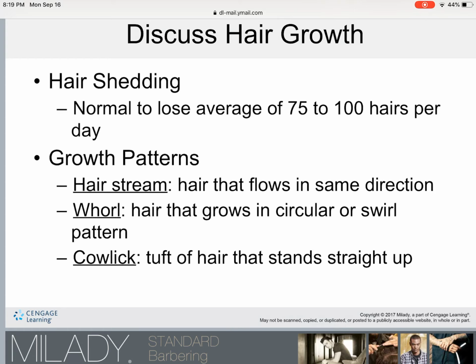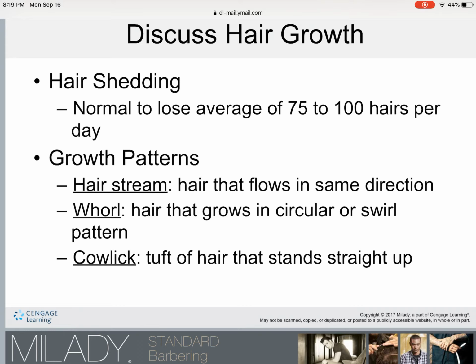You may have some people that have a part, let's say, to the right of the head, right at the parietal ridge. And after the part, that part of the hair streams downward. And then to the left side of the part, it streams to the left. So that is when it's flowing in different directions. That's where you have a part.